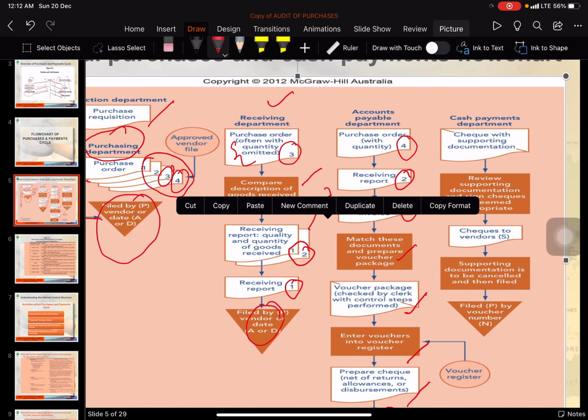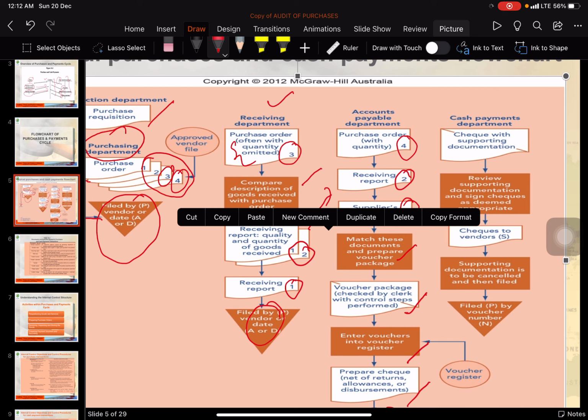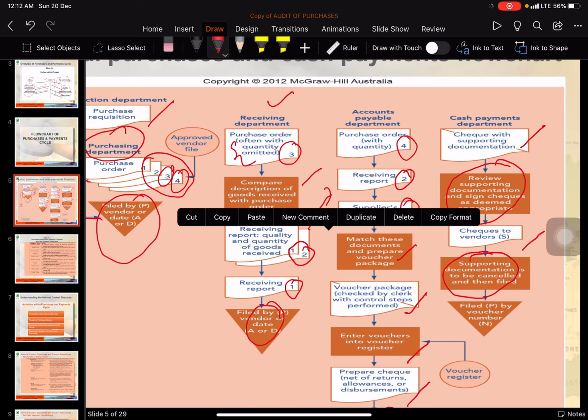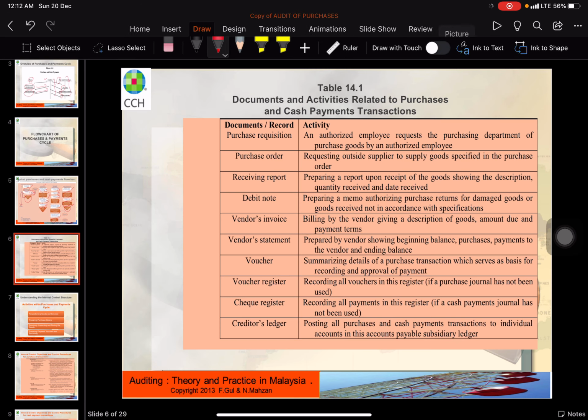In the cash department, we can see that they review the check with the supporting documents and then sign the check. Once the check is signed, together with the supporting documents, it needs to be cancelled, which means already paid. Normally they stamp it paid, and then this is filed in the department. Okay, so this is normally for a good system of the company.